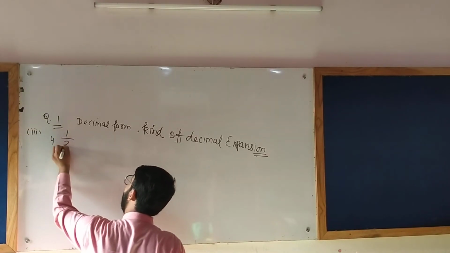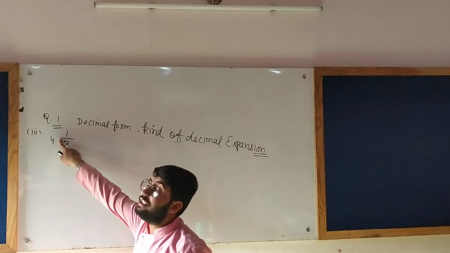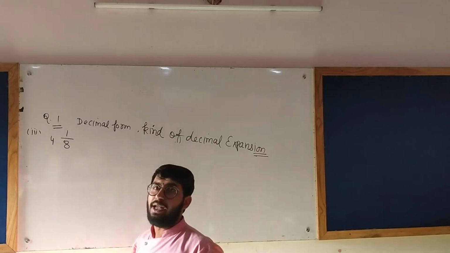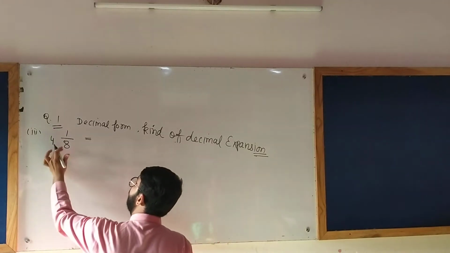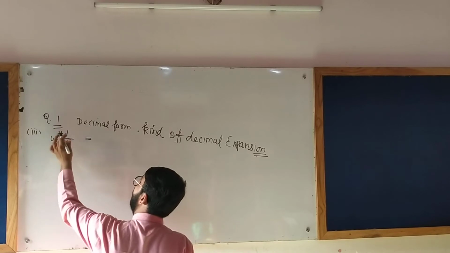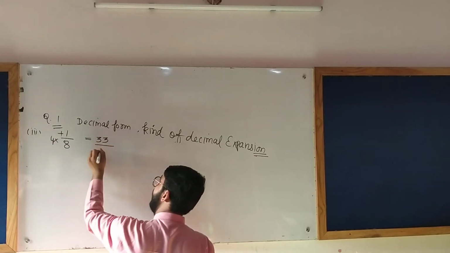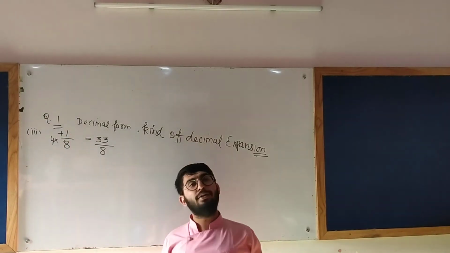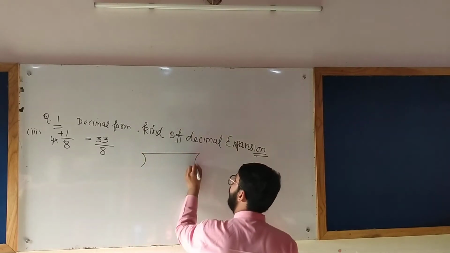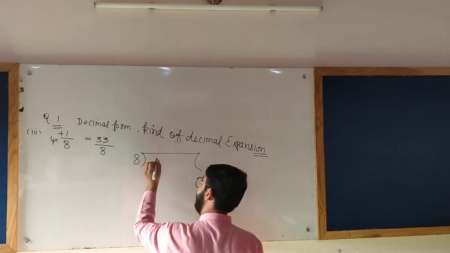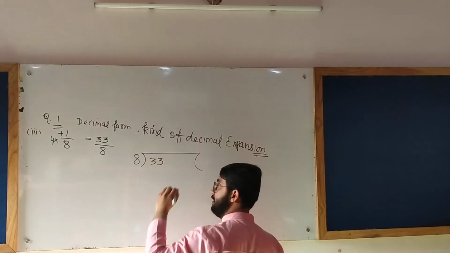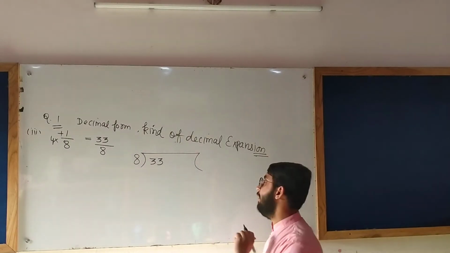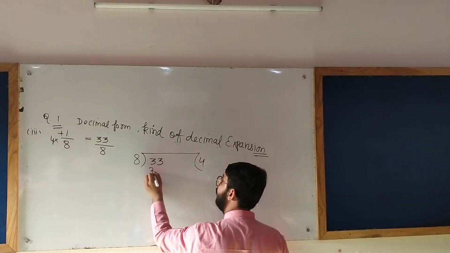4 integer 1 by 8. Now write it as 8 4s are 32. 32 plus 1 gives you 33. So 33 by 8. As we know, the denominator always comes outside, so take 8 outside and 33 inside. Now in the table of 8, 33 doesn't come, but the nearby is 8 4s are 32.